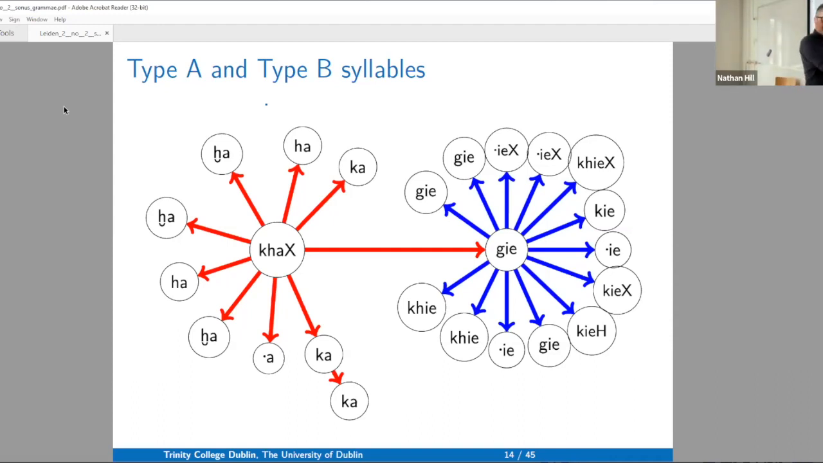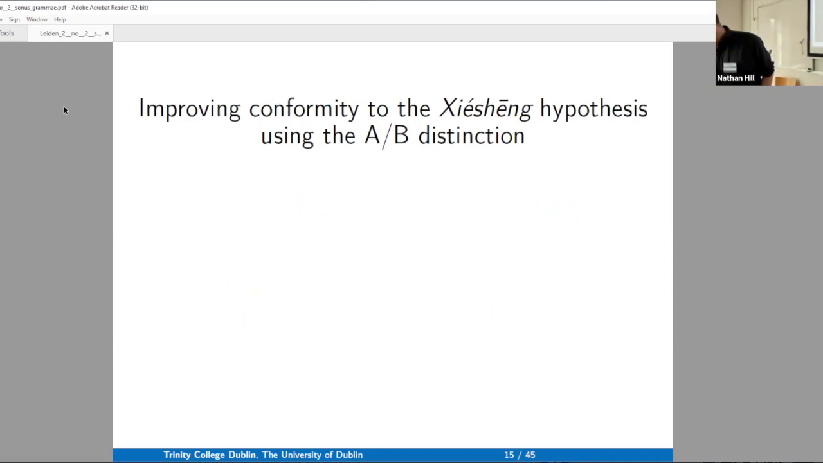So we know that this distinction that in Middle Chinese is marked by I versus non-I existed already in Old Chinese. It's built into the structure of Chinese characters, right? So that just means it's something now that we can put things in complementary distribution with, because we know it existed in Old Chinese, whatever it was in Old Chinese. Okay, so now we're going to improve the conformity of xiesheng series to the xiesheng hypothesis. And one of the tools at our fingertips is this classification of morphemes into type A and type B.